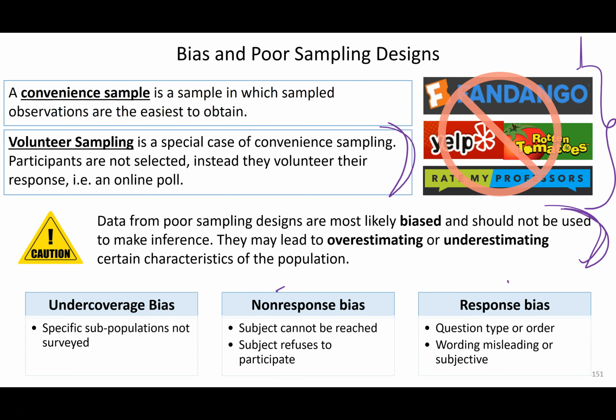And then response bias. This one doesn't have to do with the sampling. This has to do with now that you have your sample, maybe you give your survey, maybe the way the survey is worded is misleading. Maybe who delivers the survey affects the results that they get. There are a lot of ways you can get response bias.